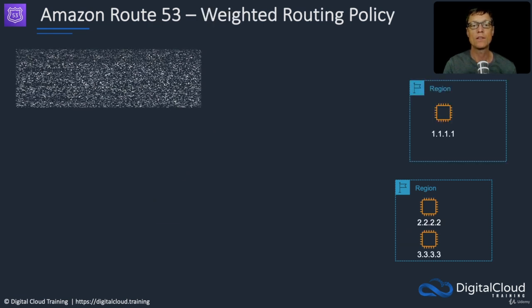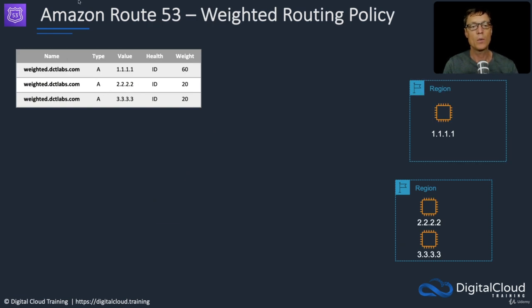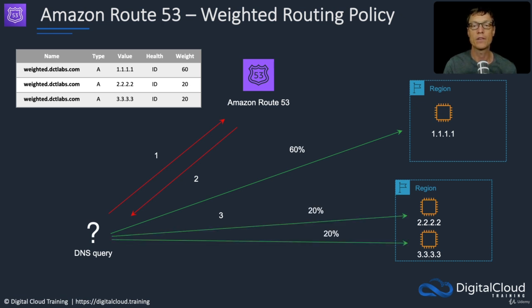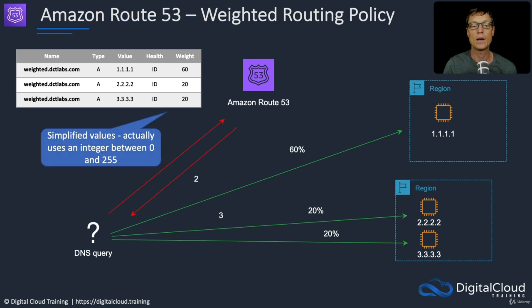We then have the weighted routing policy. Here what we do is we define multiple record sets, each that points to a different endpoint, and we can specify a relative weight for that particular endpoint. So now when a query goes to Route 53, 60% of the time it's going to return one result, 20% another, and 20% another. That's defined by the weightings.